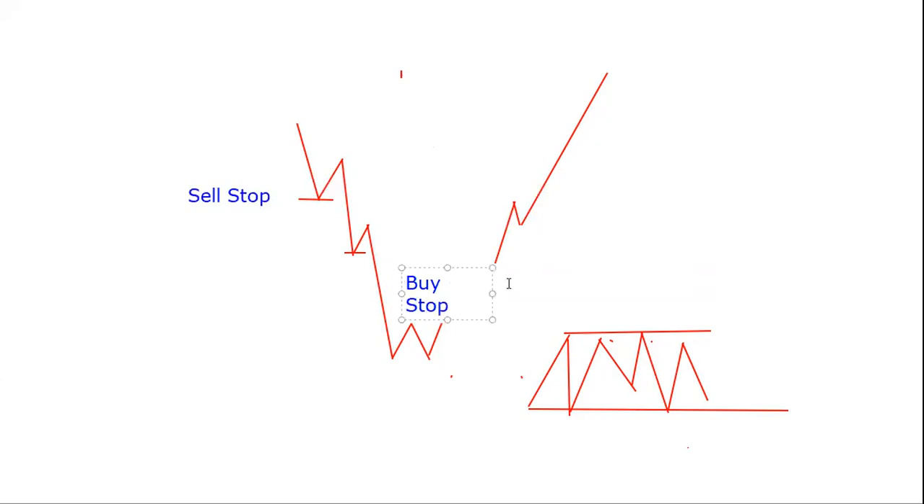I'm trying to figure out why it's so big. I'm not savvy at this. Buy stop there. Okay. Y'all get that pretty much? Y'all understand that part so far?